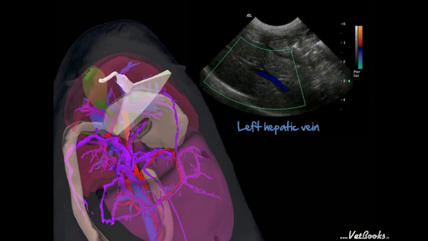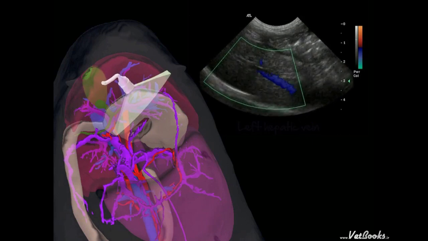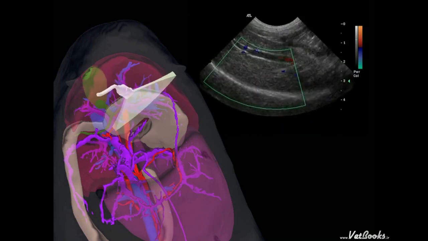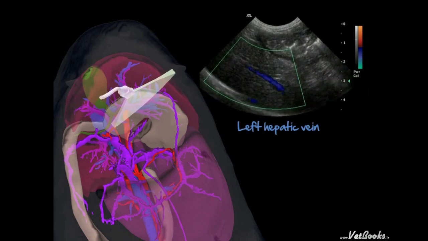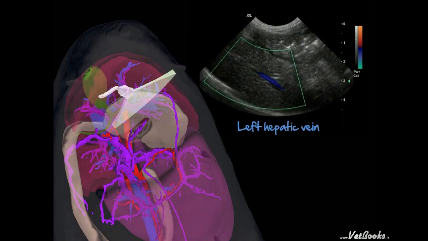Conversely, the hepatic veins show a blue signal due to their flow that is directed away from the probe and toward the center of the liver and caudal vena cava. The wall of the hepatic veins is not consistently hyperechoic as it is for the portal veins, unless there's a 90-degree inclination angle causing ultrasound specular reflection.